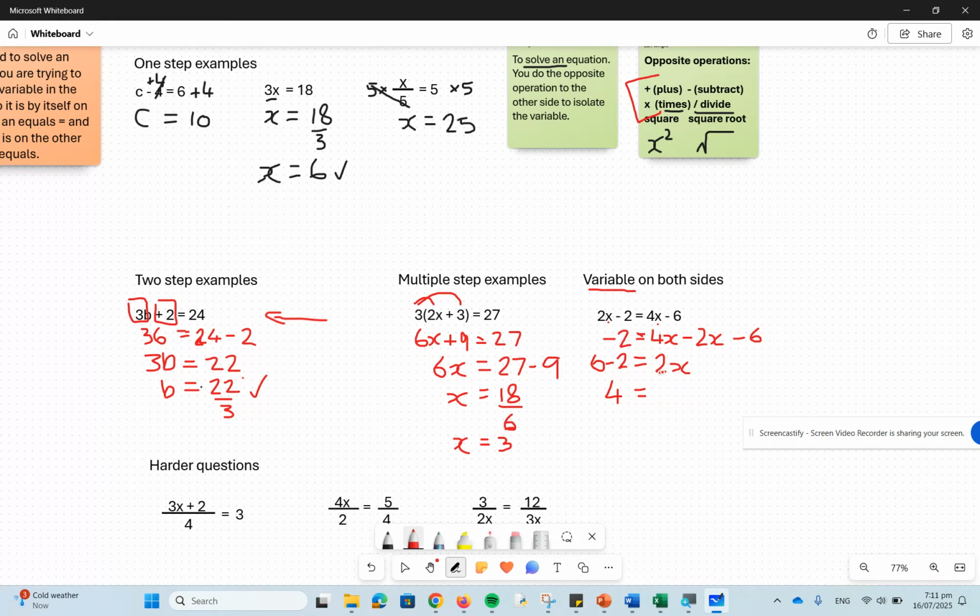equals 2 times x. What's the opposite of times? It's divide. So let's divide that side by 2 to get rid of the 2. Oh, we're getting closer. x is by itself.